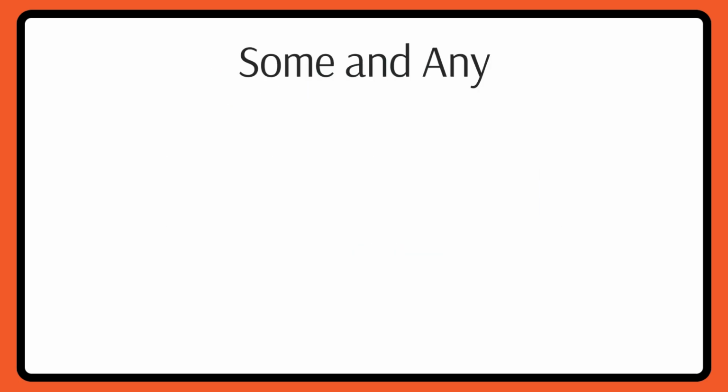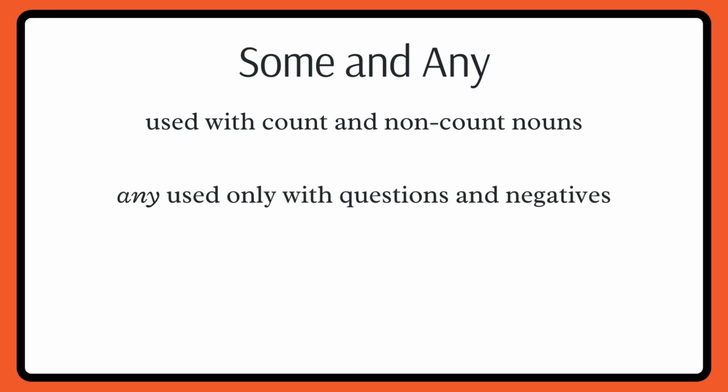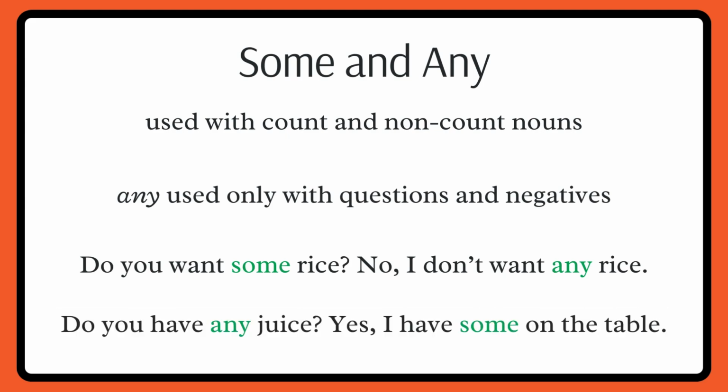Let's look at some more specific quantifiers. For example, some and any are often used together. They are used with both count and non-count nouns. Any is used only in negative form or in question form. So for example, we could say, do you want some rice? No, I don't want any rice. Do you have any juice? Yes, I have some on the table.